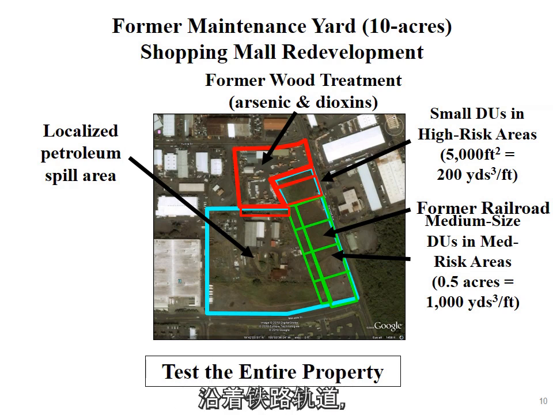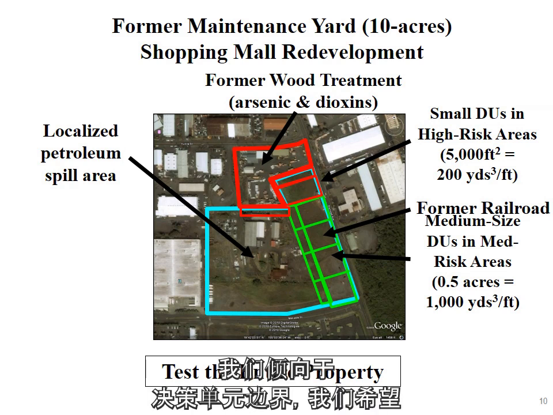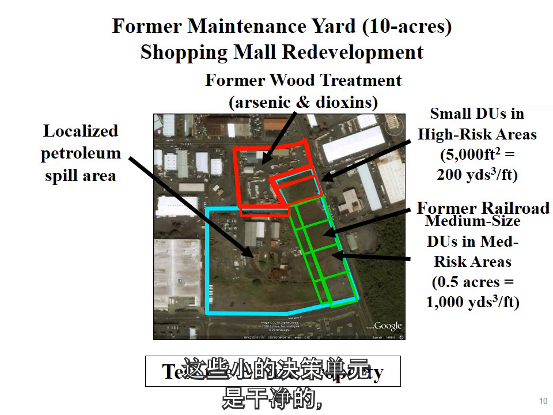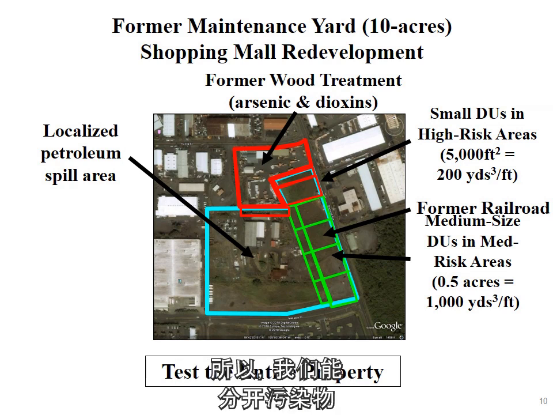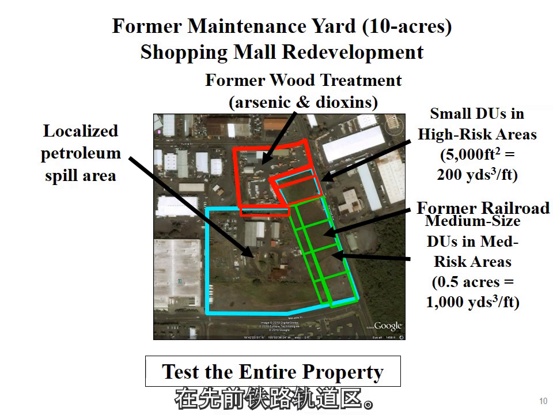Now, along the edge of the railroad tracks, we designate what we refer to as perimeter DUs. And we're hoping that these small DUs here will come up clean, so we'll be able to isolate the contamination, or any contamination present, within the former railroad track area.